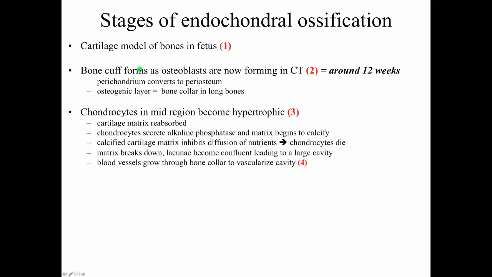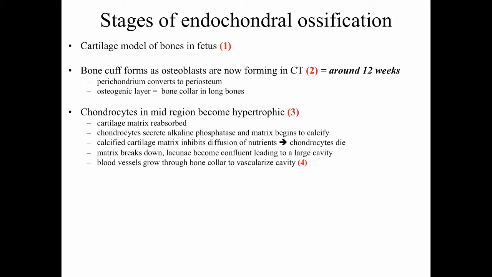Now the chondrocytes in the mid-region of this fetal bone are going to become hypertrophic. The cartilage matrix is going to start to be reabsorbed. The chondrocytes are going to secrete alkaline phosphatase. That's going to stimulate the cartilage matrix to calcify. The calcified cartilage matrix, as you might imagine, is going to inhibit diffusion of nutrients. Thus the chondrocytes are going to die. The cartilage matrix is going to break down. The lacunae are going to become more confluent.